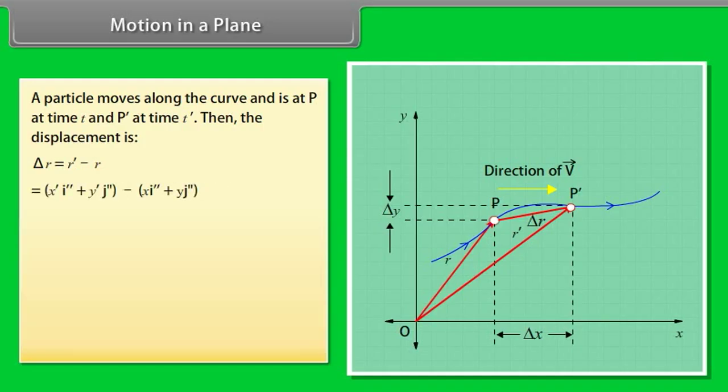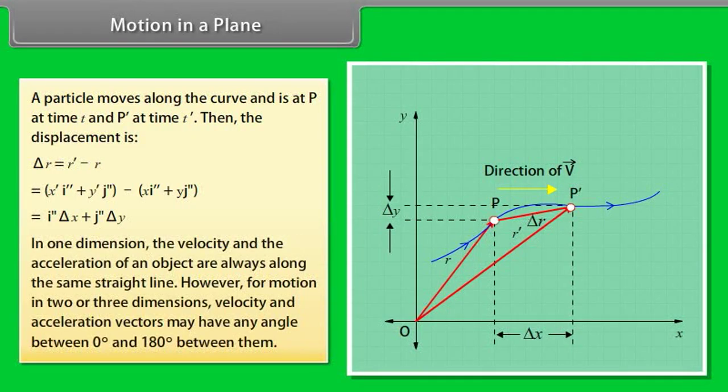By putting values, we get Δr = iΔx + jΔy. In one dimension, the velocity and the acceleration of an object are always along the same straight line. However, for motion in 2 or 3 dimensions, velocity and acceleration vectors may have any angle between 0 degree and 180 degree between them.